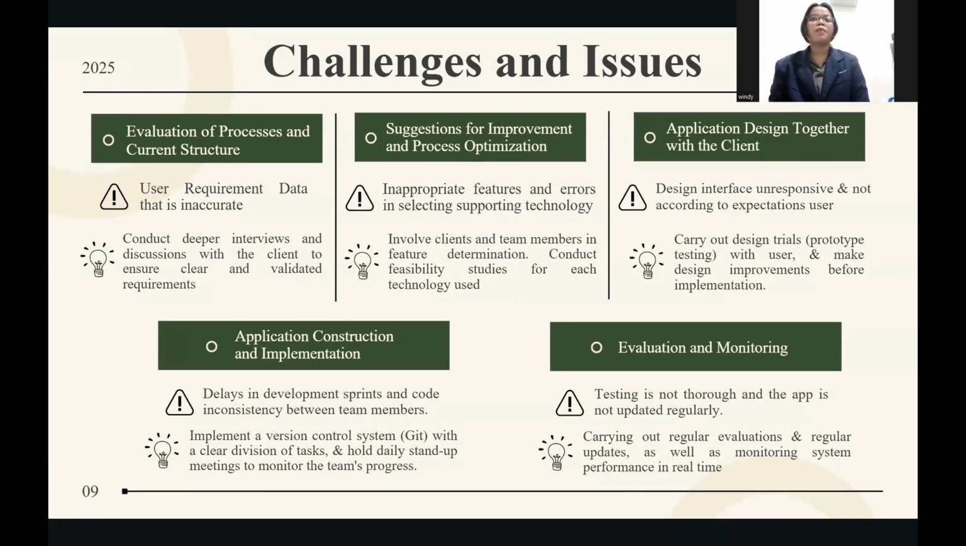In evaluations of process and current structure, some user needs were unclear, so we improved communications with clients. And in future selections, some tools were not optimal, so we conducted feasibility studies. In interface design, some UI parts were unresponsive, so we did prototype testing. In implementation, delays and inconsistencies occurred, so we used Git and daily meetings.